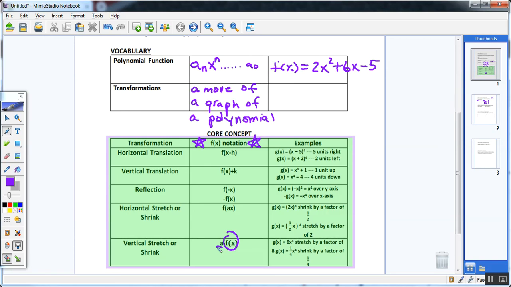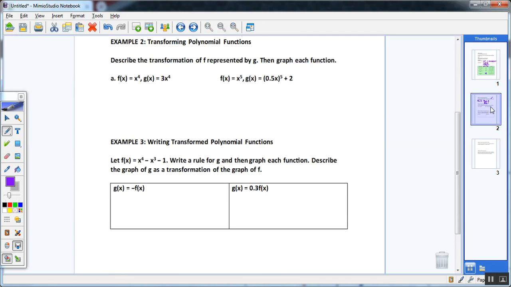Did anybody call it a horizontal shrink? I would accept either vertical stretch or horizontal shrink. The thing you need to understand is that a vertical stretch is the same exact thing as a horizontal shrink. So I'm going to write this down. Vertical stretch by a factor of 3. Put a 3 right here by that.